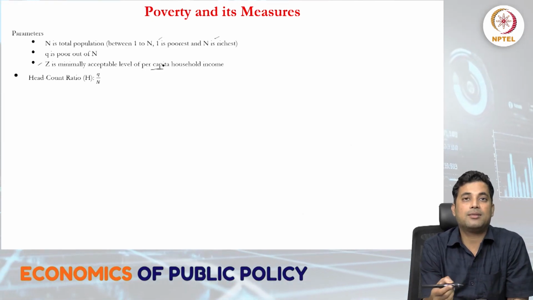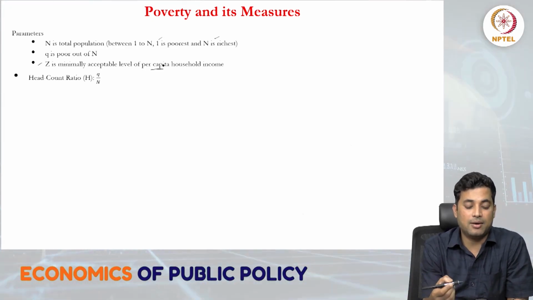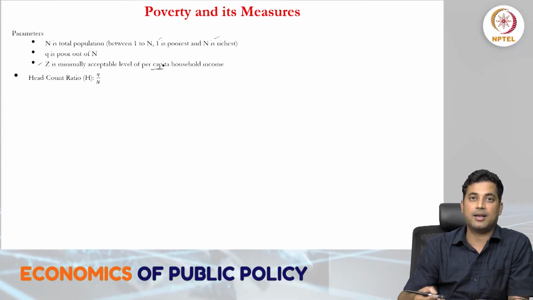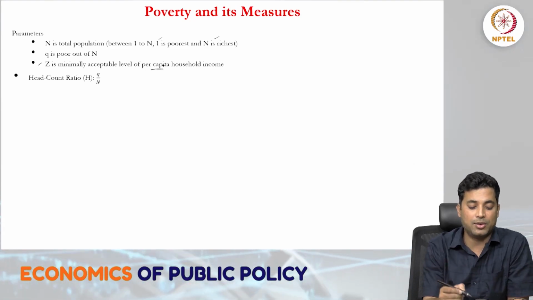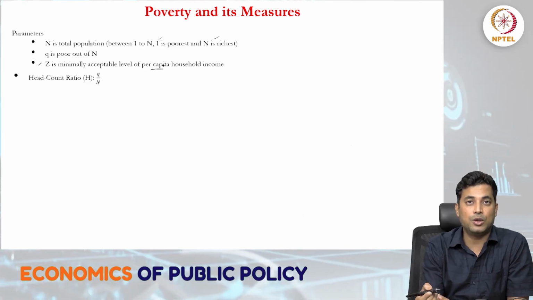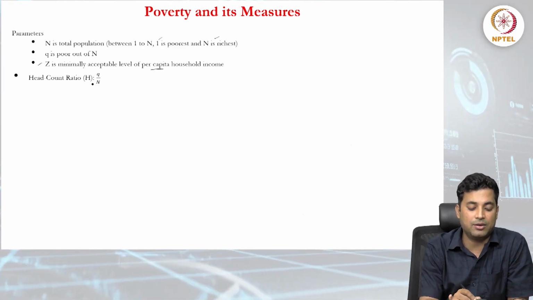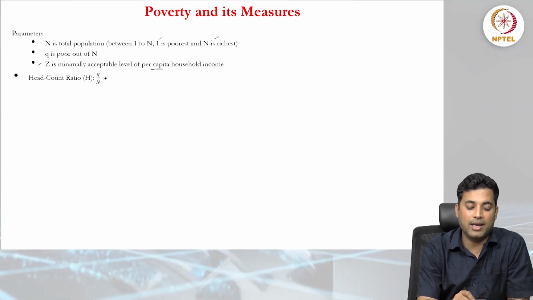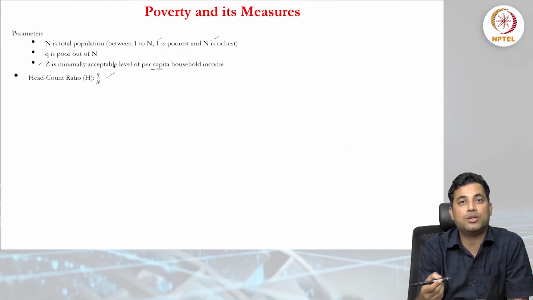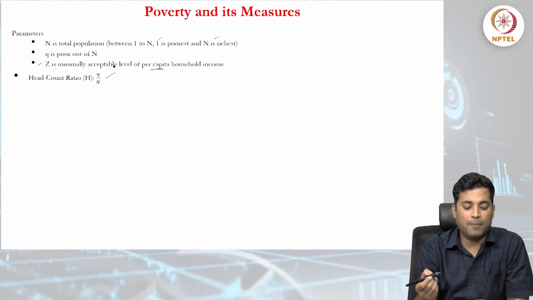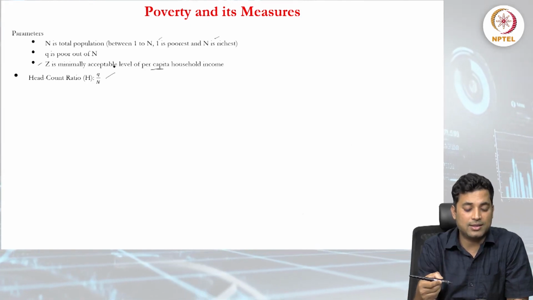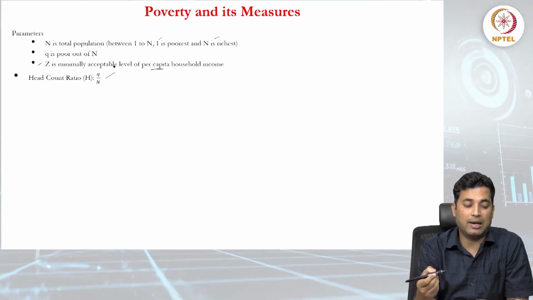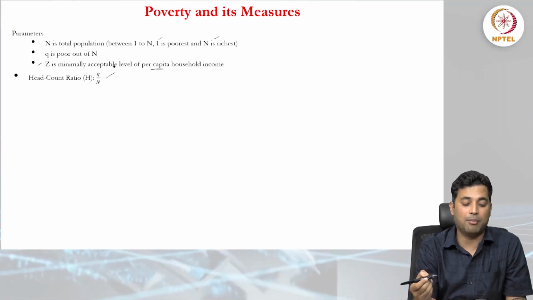One way to quickly understand our position about poverty-stricken households or people is to count the head count ratio. So head count ratio is q by N, where small q is the total number of poor people, and we want to understand q out of the total N, the total population.